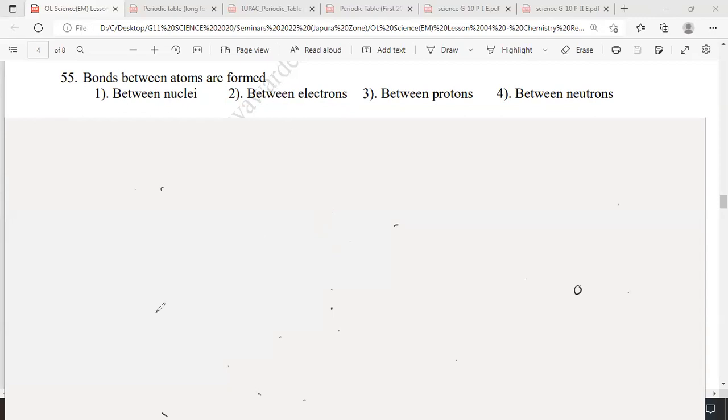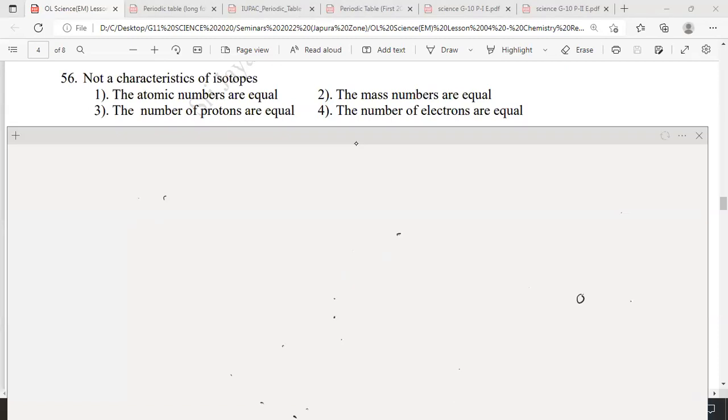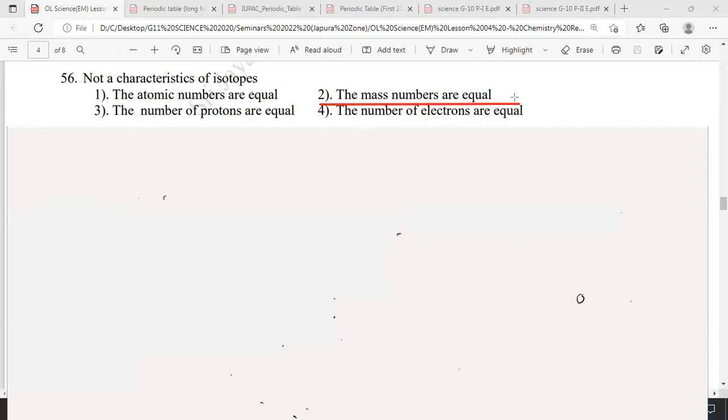Question number 56. Who can give me the answer to the MCQ? Not a characteristic of isotope. Answer is? Any volunteers? Anutmi? Priyanka? Second one. Very good. Answer is second. Mass numbers are equal, that is wrong. Right, then next one.